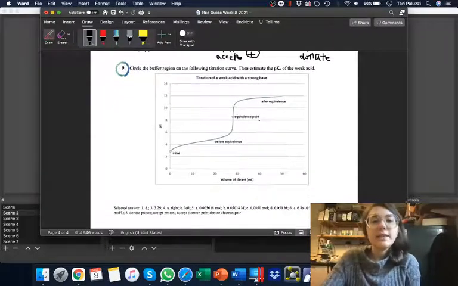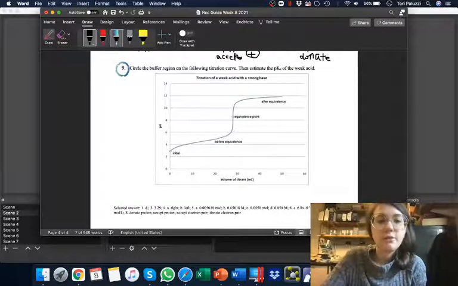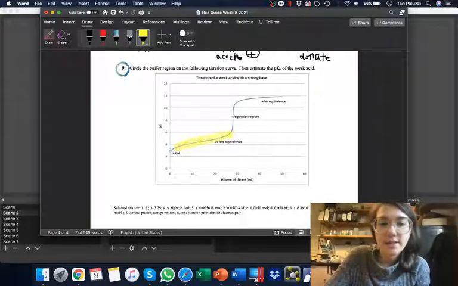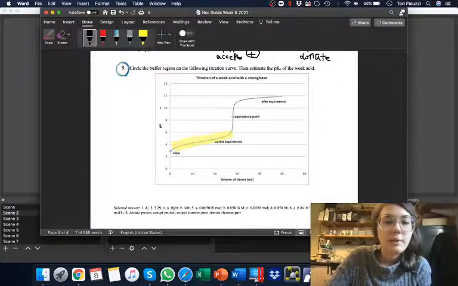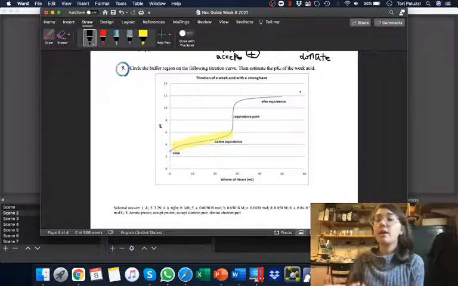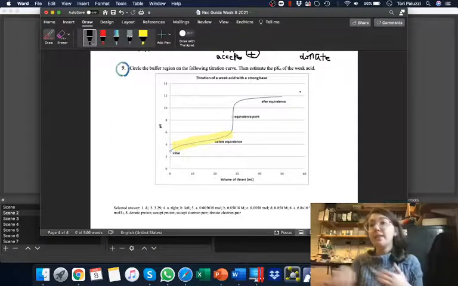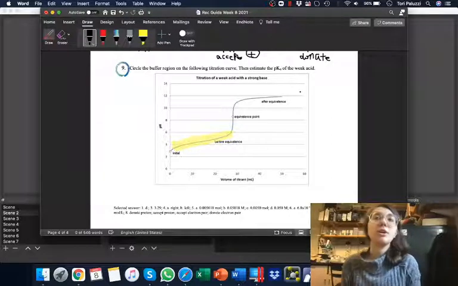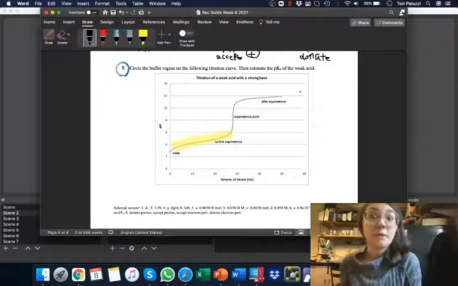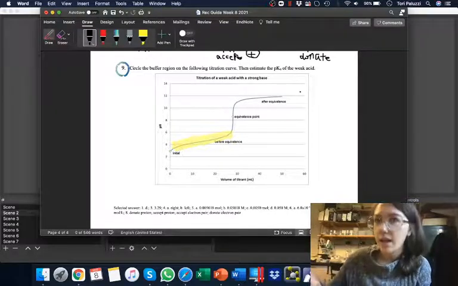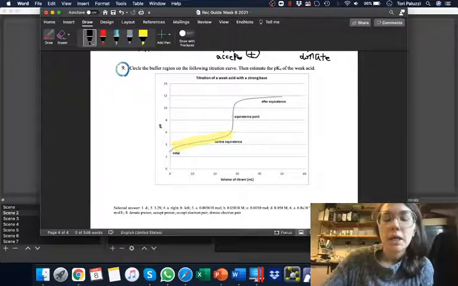All right, and finally, circle the buffering region in the following chart. Well, I'm going to highlight it instead. This right here, guys, is the buffer region. So it then says, estimate the pKa of a weak acid. Well, the wonderful thing about weak acids, and the same can be said for weak bases, because in the weak bases, the same thing occurs, it's just that it equals the pKb and not the pKa, right? Because base, acid, bases, Kb, acids, Ka.